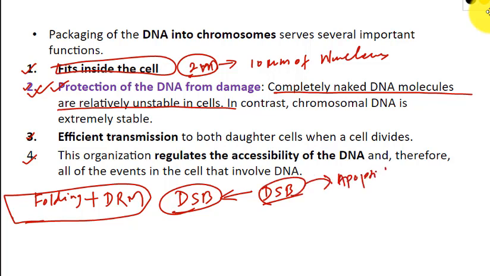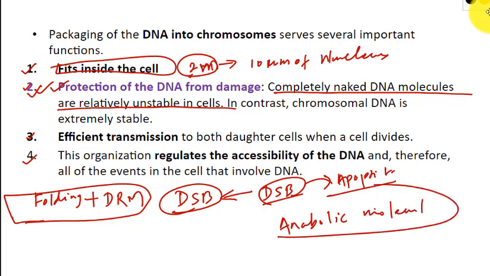Okay, this is the mechanism. This is the reason DNA has to be folded. DNA is folded for stability. Now, why is unfolded DNA very unstable? The answer is DNA is a macromolecule and it is an anabolic molecule. Anabolic molecule. And it contains very high amount of energy.